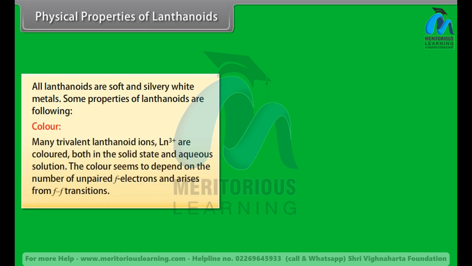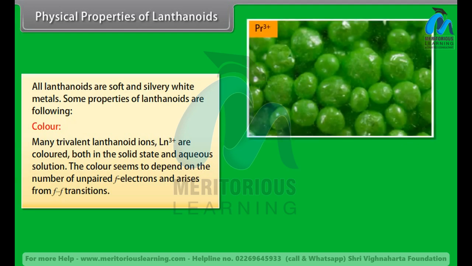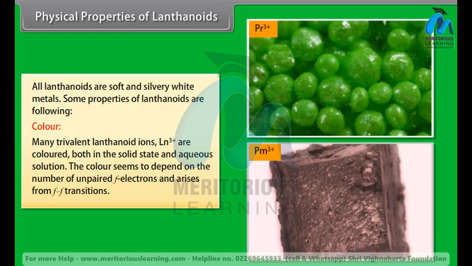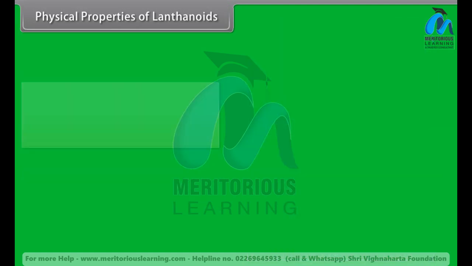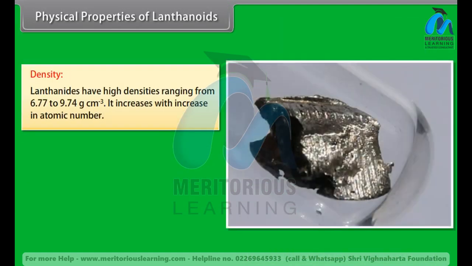Color. Many trivalent lanthanoid ions, Ln3+, are colored both in the solid state and in aqueous solution. The color seems to depend on the number of unpaired f electrons and arises from f to f transitions. For example, Pr3+ is green and Pm3+ is pink. Density. Lanthanides have high densities ranging from 6.77 to 9.74 gram per cubic centimeter. It increases with increase in atomic number.